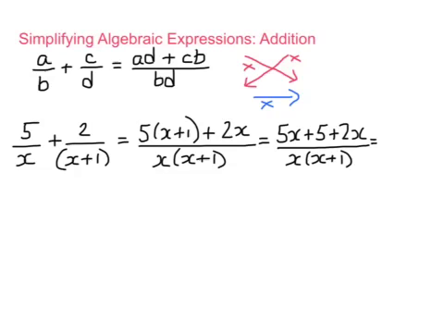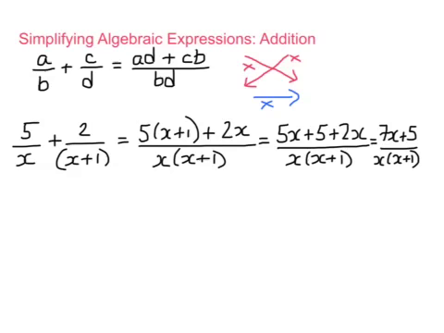Now, in order to simplify across the top of the expression, because I'm adding, I can only bring together terms that are the same. So I can bring together my x terms. So I get 7x when I add them, plus the 5, divided by x times x plus 1. And that would be my final answer.